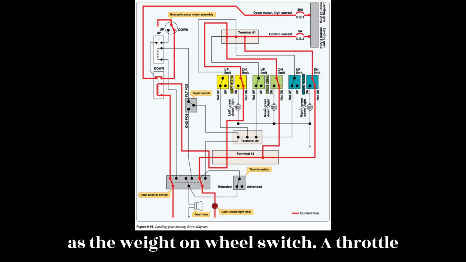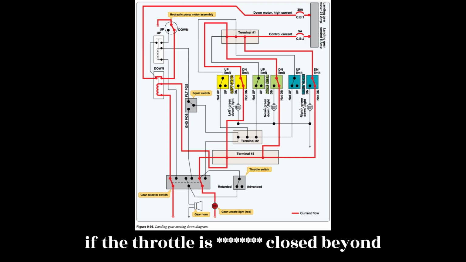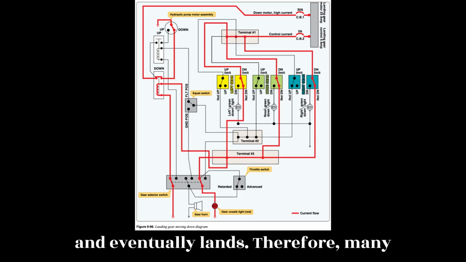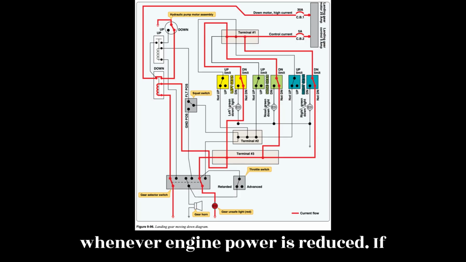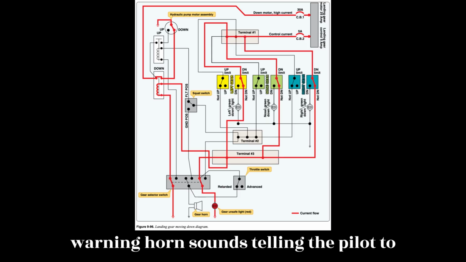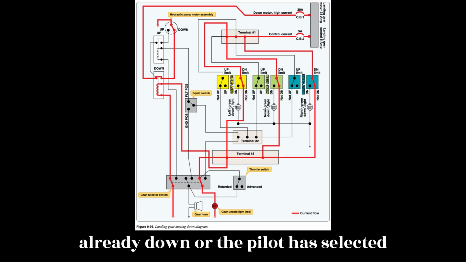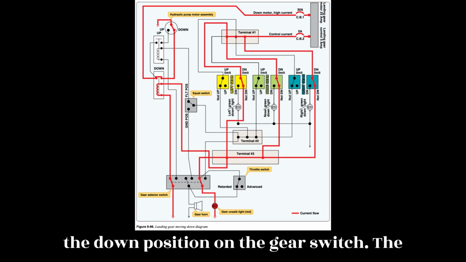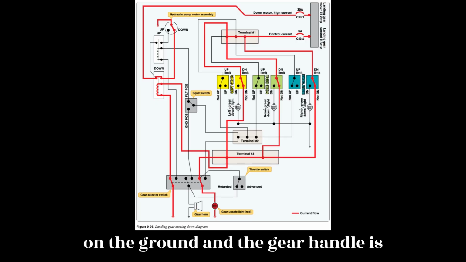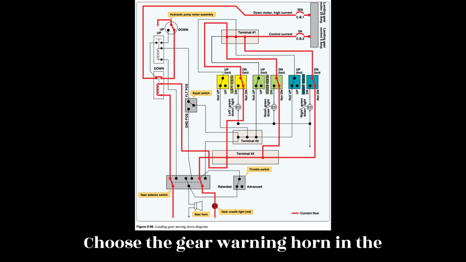A throttle switch is also used in conjunction with landing gear circuits on most aircraft. If the throttle is retarded, closed, beyond a certain point, the aircraft descends and eventually lands. Therefore, many manufacturers activate a throttle switch whenever engine power is reduced. If engine power is reduced too low, a warning horn sounds telling the pilot to lower the landing gear. Of course, this horn need not sound if the gear is already down or the pilot has selected the down position on the gear switch. This same horn also sounds if the aircraft is on the ground, and the gear handle is moved to the up position. Figure 9.96 shows the gear warning horn in the bottom left corner.